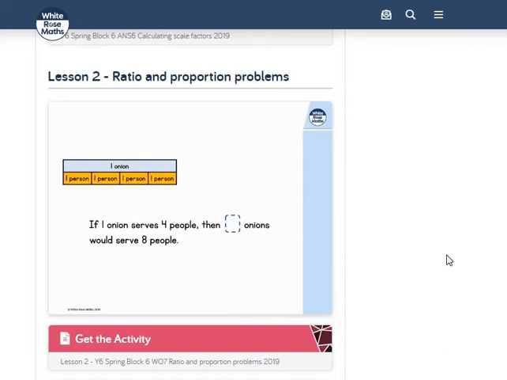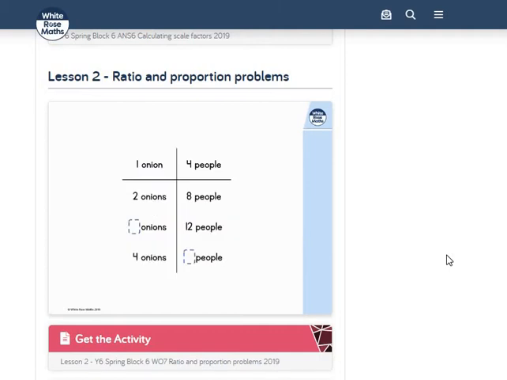If 1 onion serves 4 people, then blank onions would serve 8 people. Well, I can see that 1 onion would fit 4 people. So therefore, 2 onions would give another 4 people. 1 onion, 4 people. 2 onions, 8 people. So if 1 onion serves 4 people, then 2 onions would serve 8 people. We're going to think about this using a ratio table now. I can see from my ratio I've got 1 onion to 4 people. And if I have double the amount of onions, I could serve twice the amount of people.